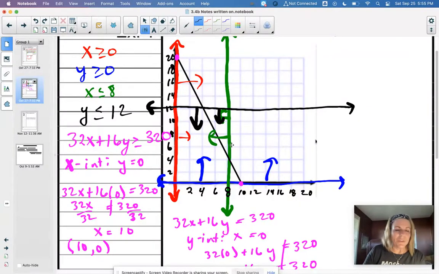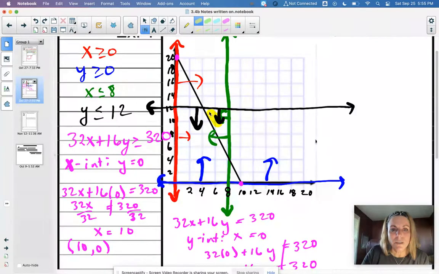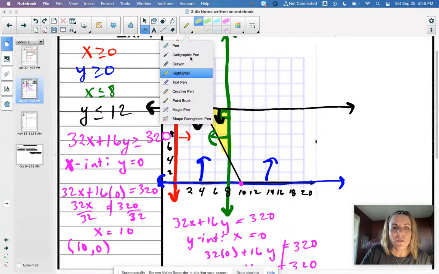So let's think about this. Where are we all overlapping? We have the red going this way, the black going down, the green going to the left, and the blue going up. So where they all overlap is going to be right in here. Okay.